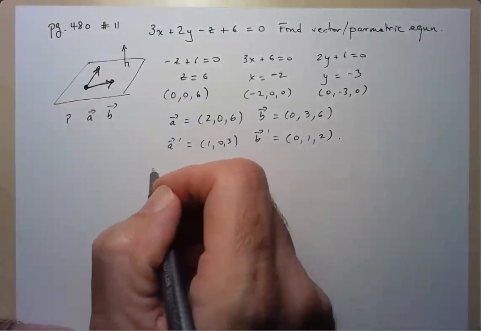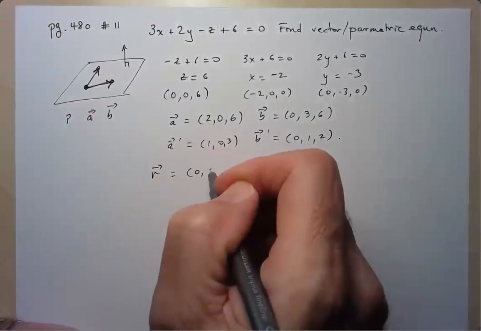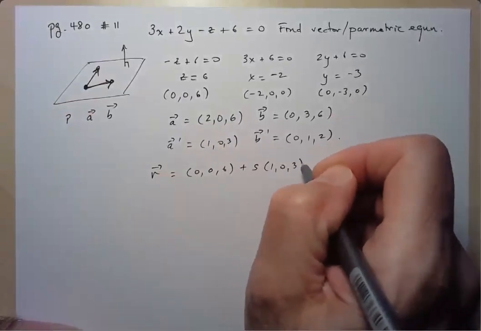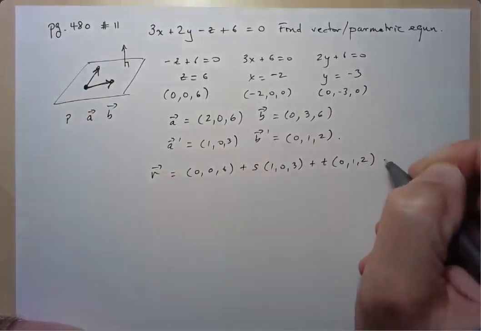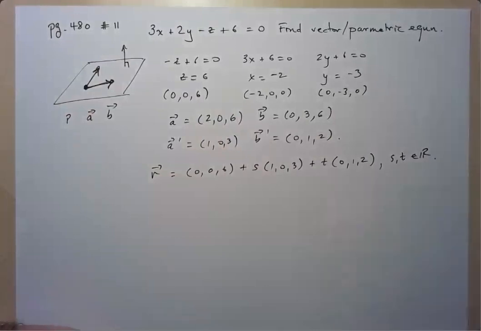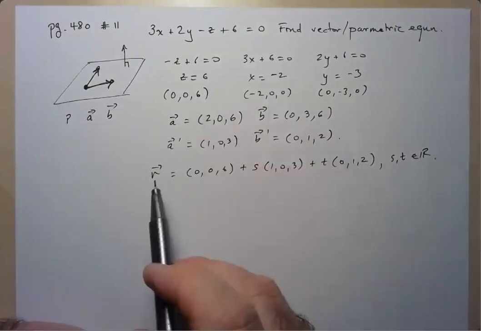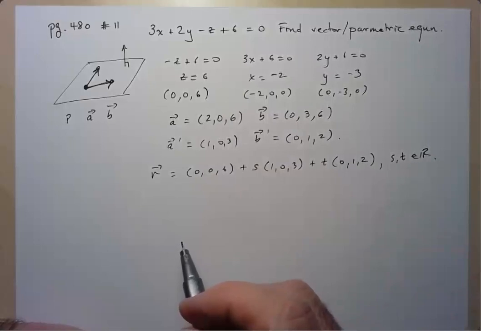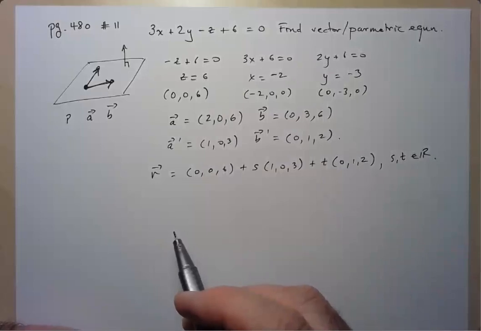And so one equation that I could write is (0, 0, 6) plus S times (1, 0, 3) plus T times (0, 1, 2), and S and T can take on any real value. And there you go, there's one equation of the plane. Now, obviously, there are many ways to do this, so there are many possible equations that we can write out. That's the inconvenient thing about vector and parametric equations.